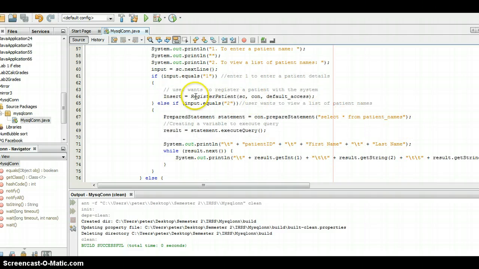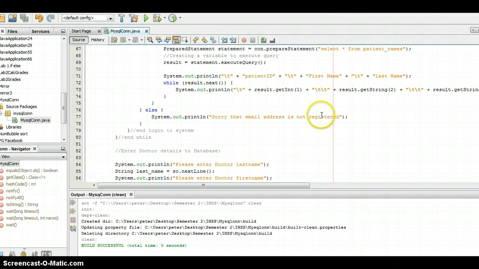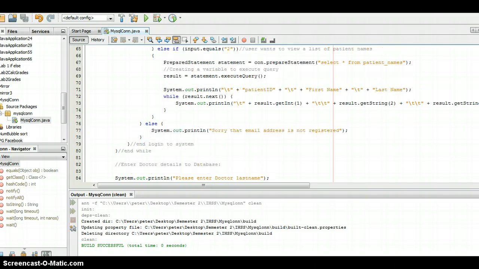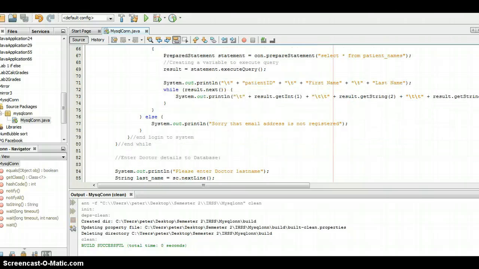And what will happen is, if it's number 2, the user wants to view a list of patient names. It's select from the patient names, and we'll be given a patient ID, a first name, and a last name, and this will come up on a drop-down menu. And while this is running, it will print out these results. Alright, the email address that you have registered up here will tell you that it's invalid, that you're not logged into the system.